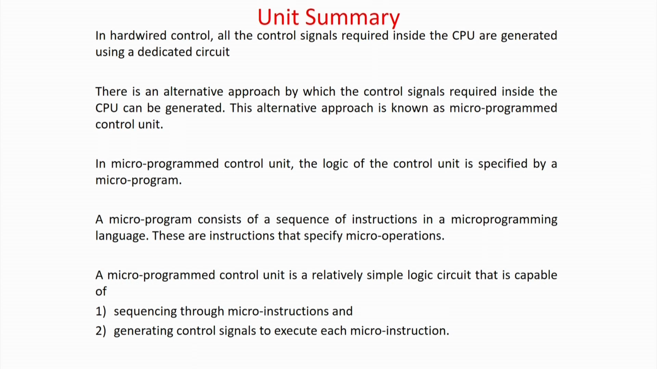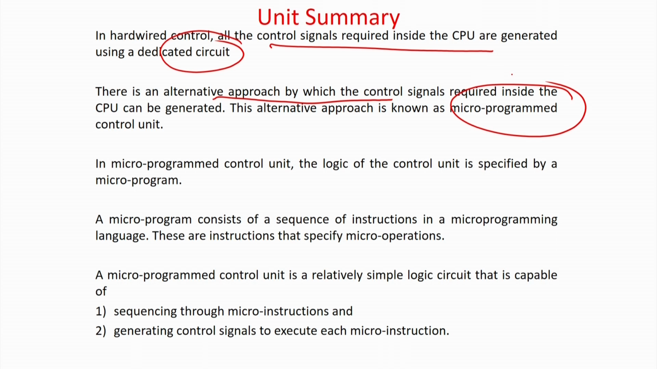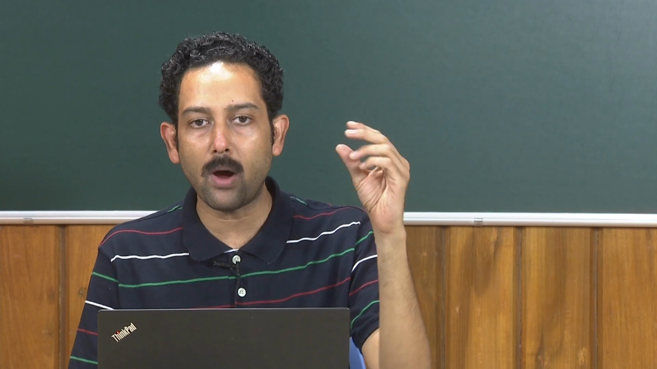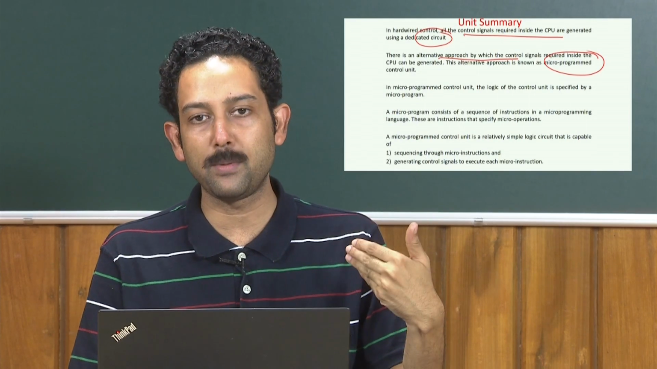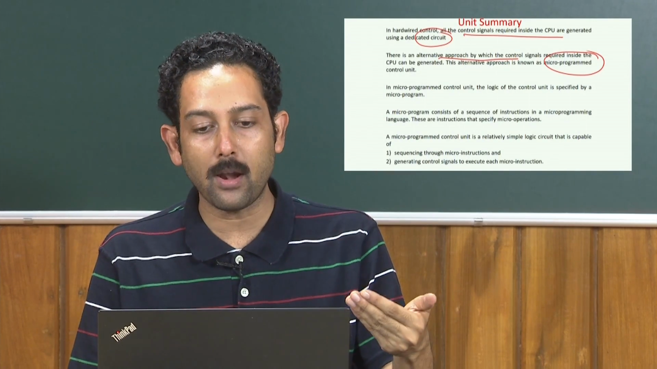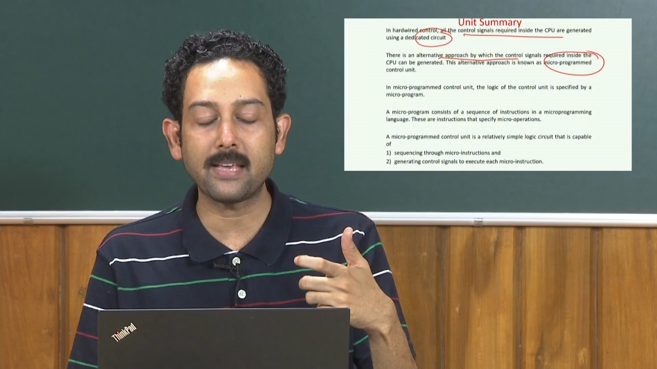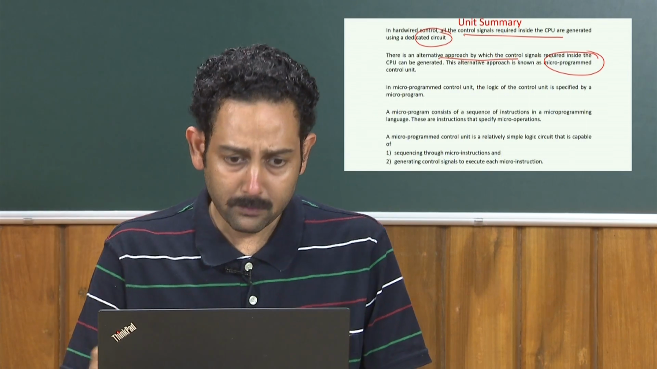So, what is the unit summary? What are we going to look into? If the control signals are generated from a dedicated circuit, we call it hardware control. An alternative approach is to generate such signals which are programmed into some kind of memory. If it is memory based logic in which each memory word has the corresponding control signals to be generated, then that approach is called the microprogram control unit, which we are going to study in this unit.